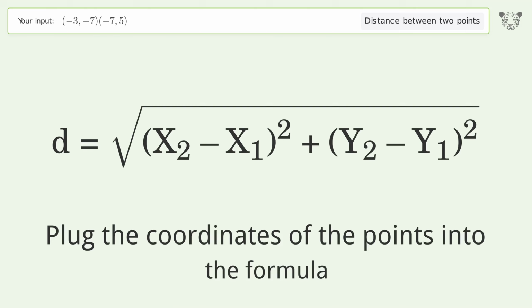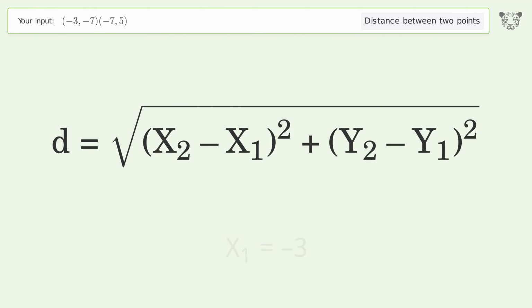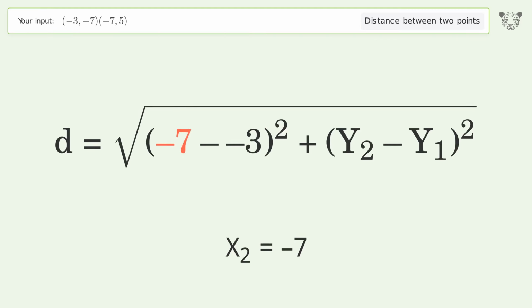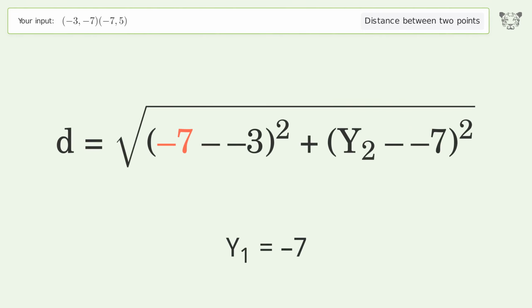Plug the coordinates of the points into the formula. x1 equals -3. x2 equals -7. y1 equals -7. y2 equals 5.